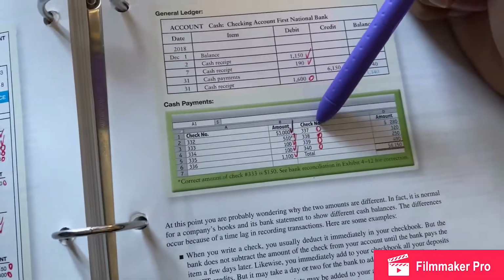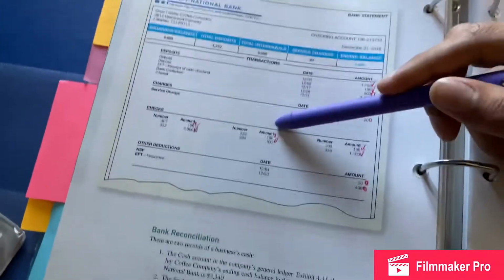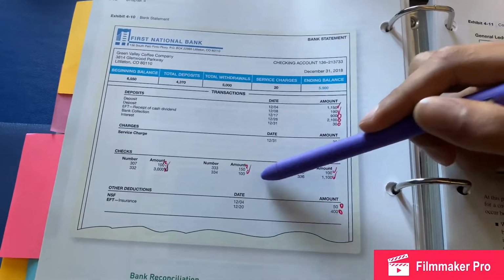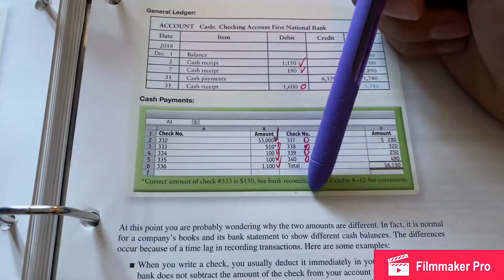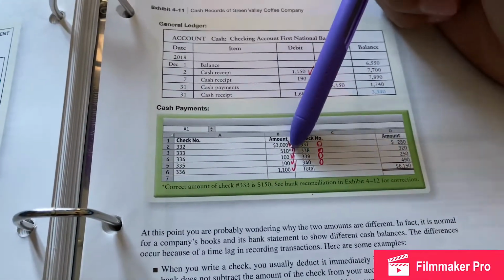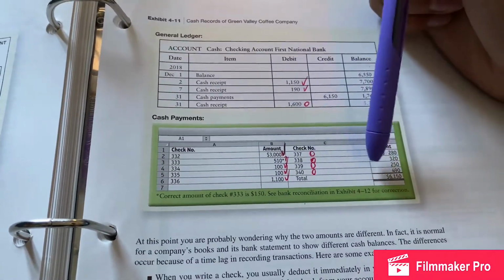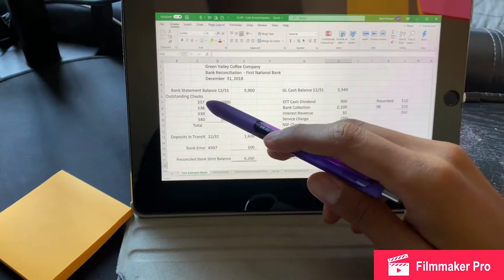But on this row, we have all these checks where we don't see them on the bank statement. So we have all these checks here that don't match the bank statement. So this would make all these outstanding checks. So we would copy all this information right here and then put it right here under outstanding checks.